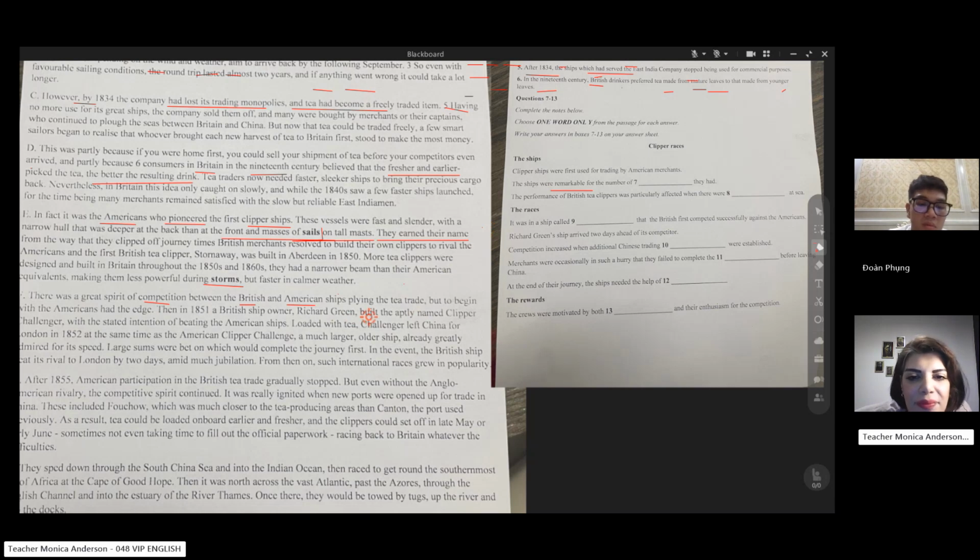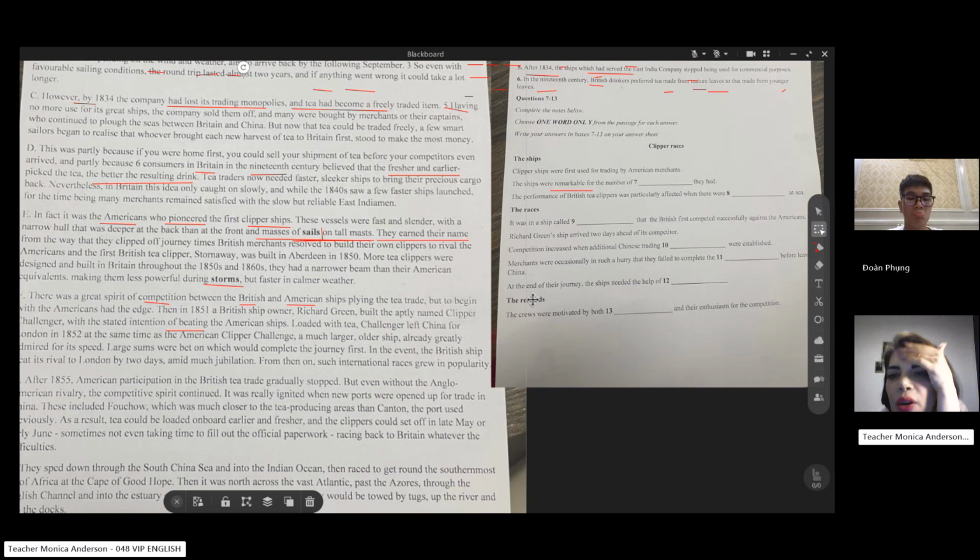So what was that? What can that be called? I think Richard Green. No, no. The ship name. Richard Green built this ship, so Richard is a person. Just one word: Challenger, of course, very good. And as you can see, with the stated intention of beating the American ship, so beat, defeat, this one.